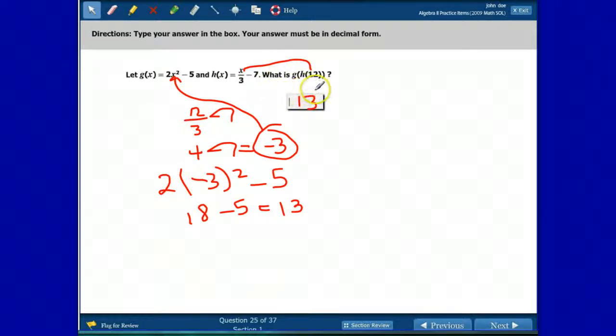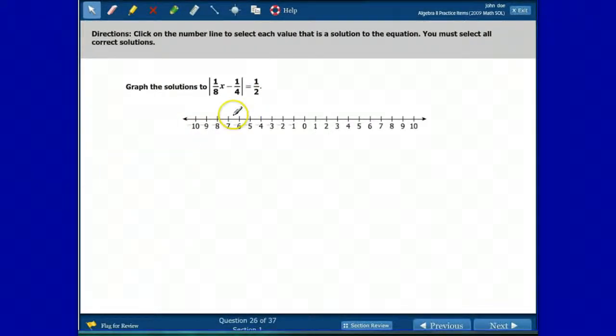Most likely the stuff you have to put in the blanks are going to be fairly easy to type in, so they're not going to give you something super complex.